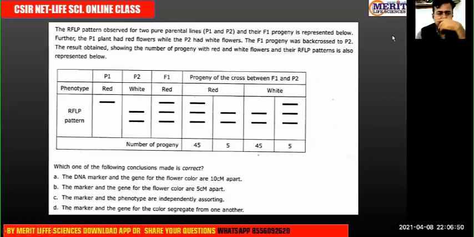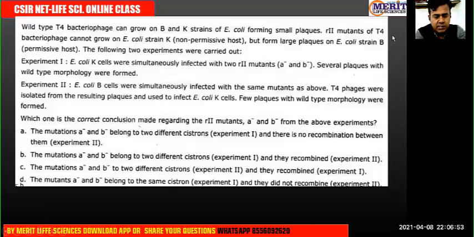Following two experiments were carried out. E. coli K cells were simultaneously infected with R2 mutant. We discussed this in the study yesterday. Several plaques with wild type morphology were found, right? In experiment 2, E. coli B cells were simultaneously infected with the same mutants as above. T4 phages were isolated from the resulting plaques and used to infect E. coli K cells. Few plaques were found, right? So what is the correct conclusion regarding the R2 mutant A minus B minus from the above experiment?